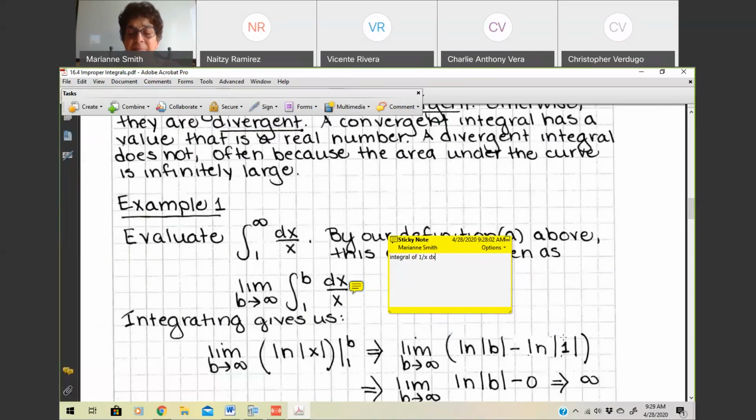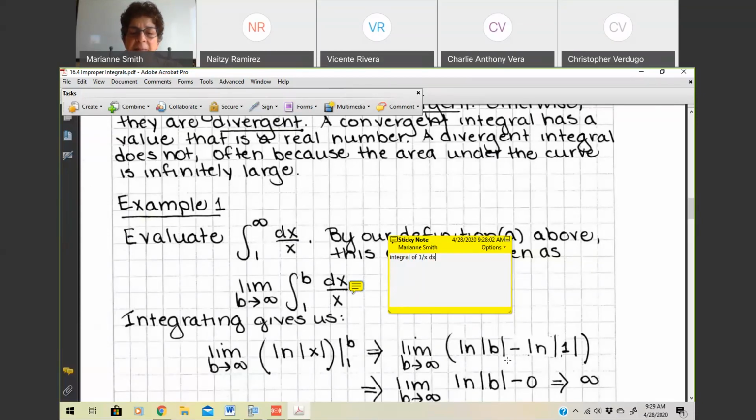ln 1 you can evaluate on your calculator, because you have an ln key. It's essentially asking, what power do you need to raise e to get a 1? The answer is 0. e to the 0 is 1. Now you need to figure out, what about ln b, the limit as b approaches infinity?